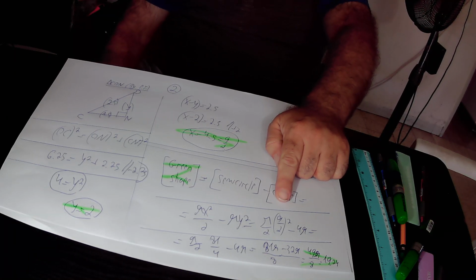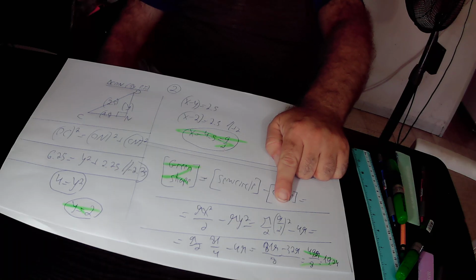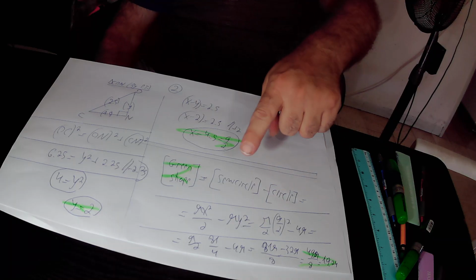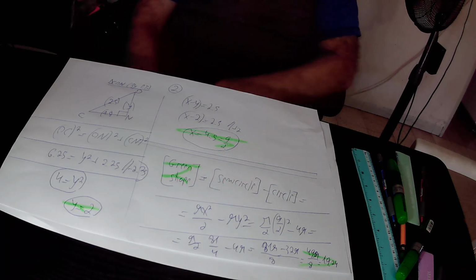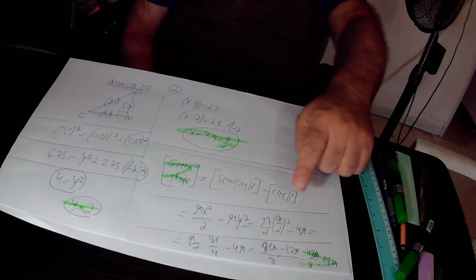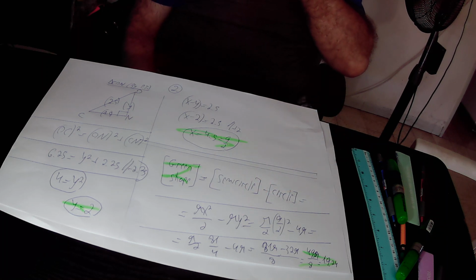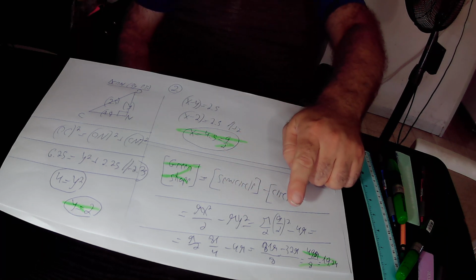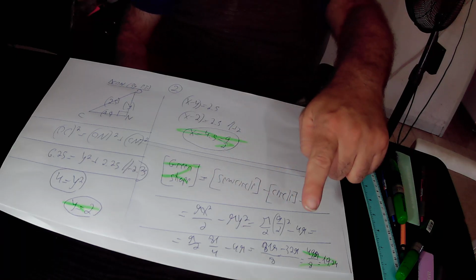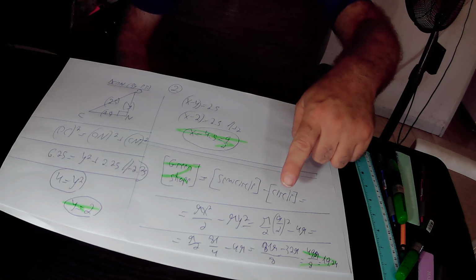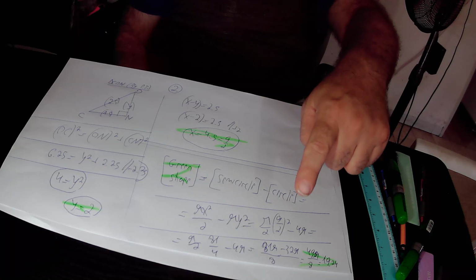9 over 2 squared equals 9 squared, that is 81, over 2 squared, that is 4. So in total this expression equals 81 pi over 2 times 4, minus 4 pi. So it is 81 pi over 2 times 4, that is 8. So in total this expression equals 81 pi over 8 minus 4 pi.